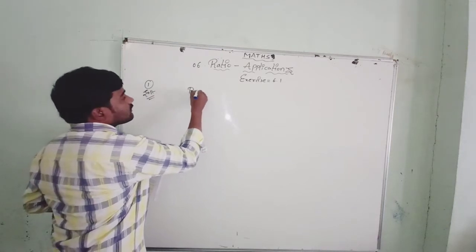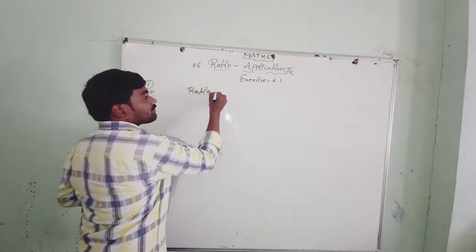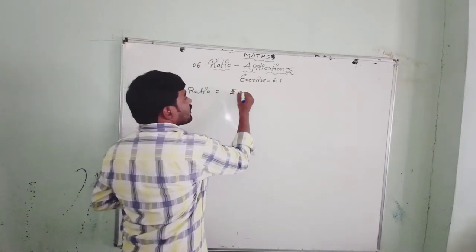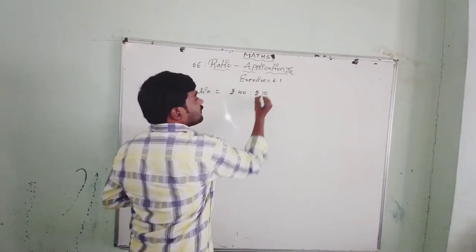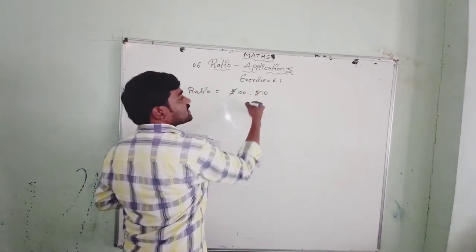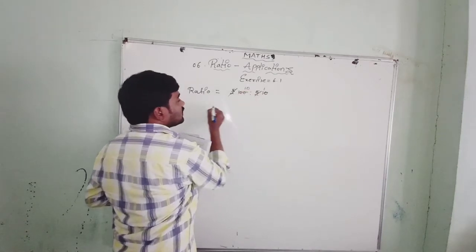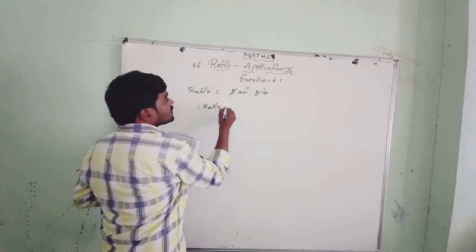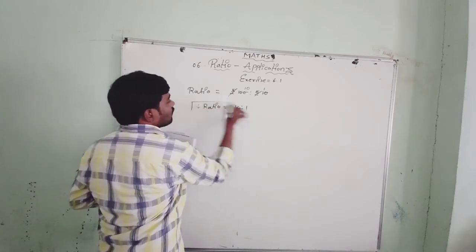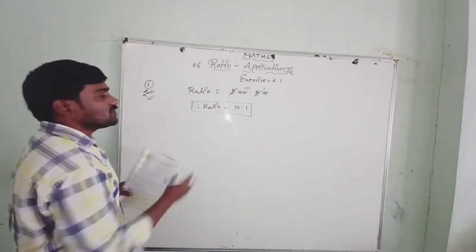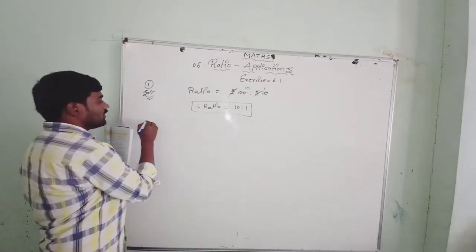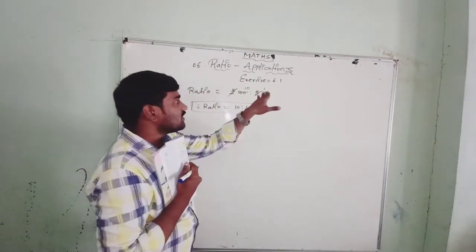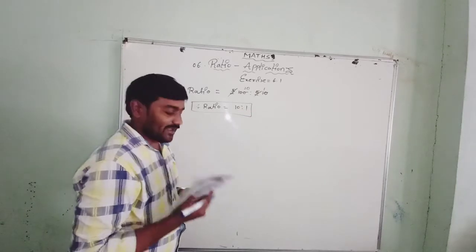We can make a ratio when they are given in the same quantity. The ratio is rupees 100 is to rupees 10. Here rupees and rupees get cancelled. 10 ones are 10, 10 tens are 100. Therefore, the ratio is equal to 10 is to 1. 100 rupees is 10 times more than 10 rupees. So, it is 10 is to 1.